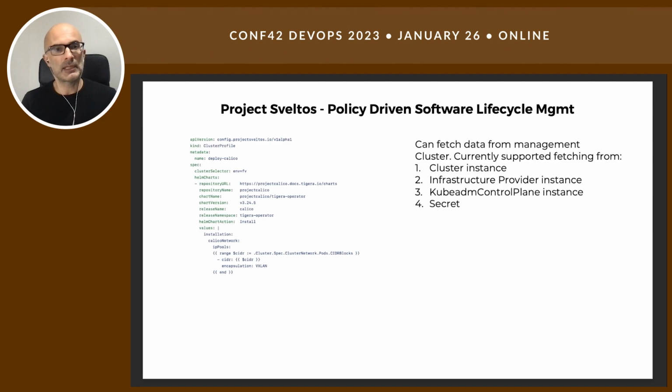Runtime means at the very exact time when Sveltos is deploying Calico in a cluster, fetch that information. And in this case, Sveltos is fetching that information reading the cluster instance that represents the cluster, and reading the spec, cluster network, pods, CIDR blocks fields.